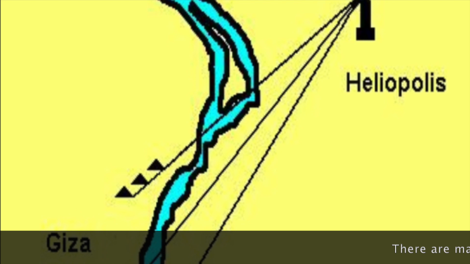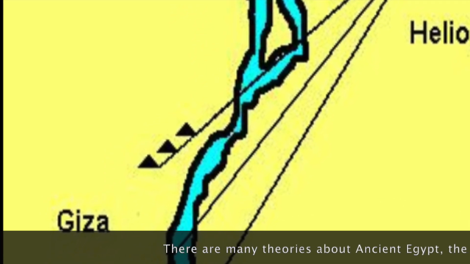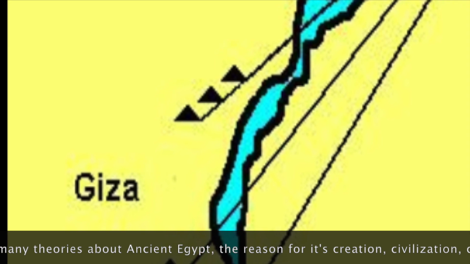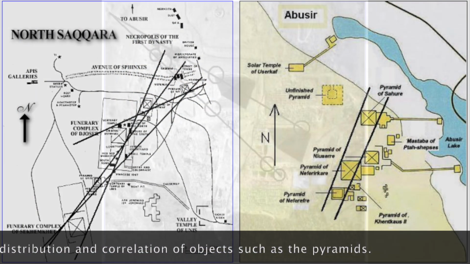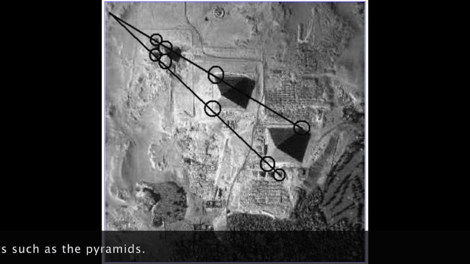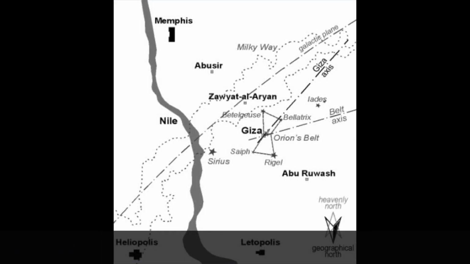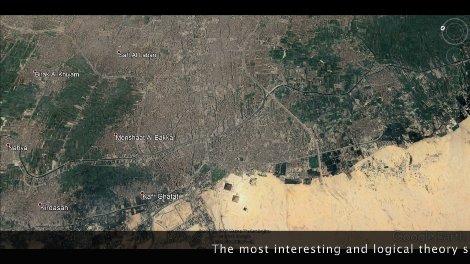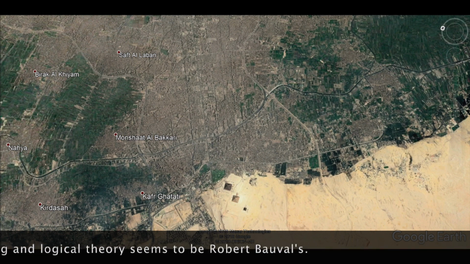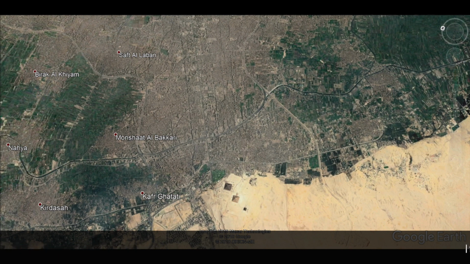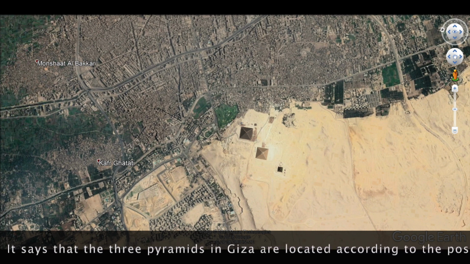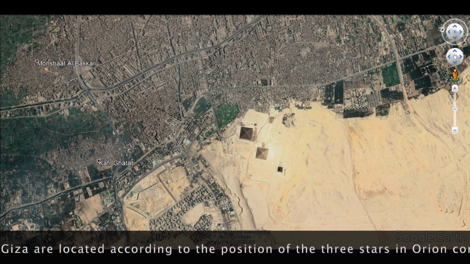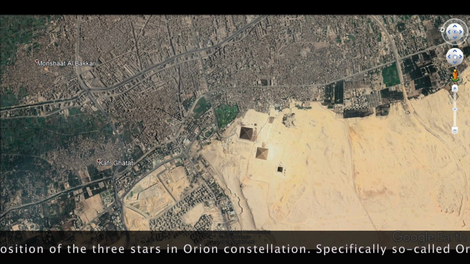There are many theories about ancient Egypt, the reasons for its creation, civilization, culture, religion, customs, and the distribution and correlation of objects such as the pyramids. The most interesting and logical theory seems to be Robert Bauval's. It says that the three pyramids in Giza are located according to the position of the three stars in Orion constellation. Specifically, the so-called Orion's belt.